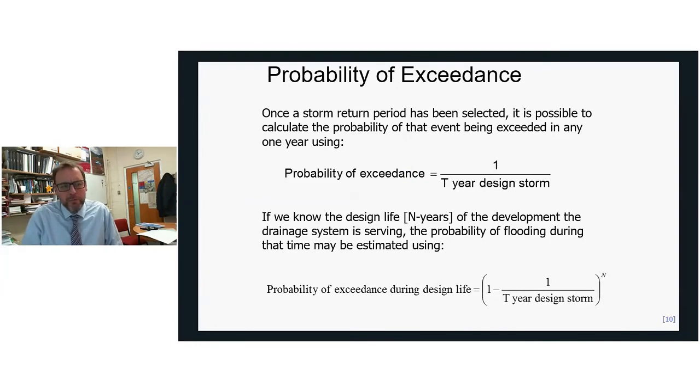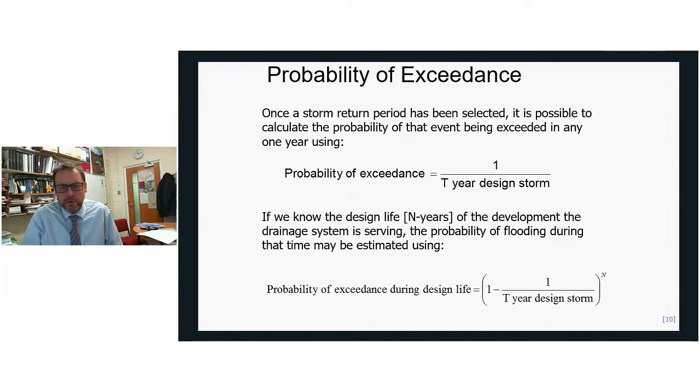So once a storm return period has been selected, it's possible to calculate the probability of the event being exceeded in any 1 year, and that's using the equation here. If we know the design life of a development the drainage system is serving, the probability of flooding during that time might be estimated using the equation at the bottom there.